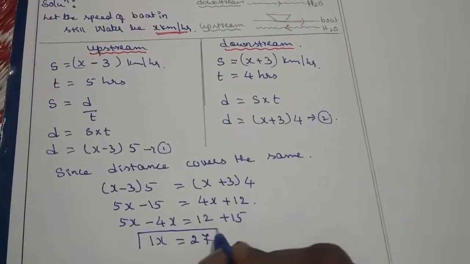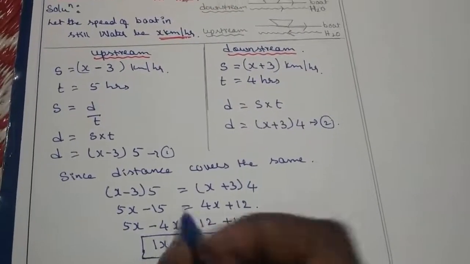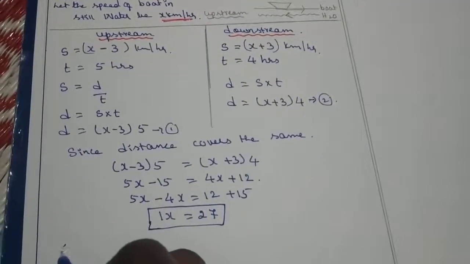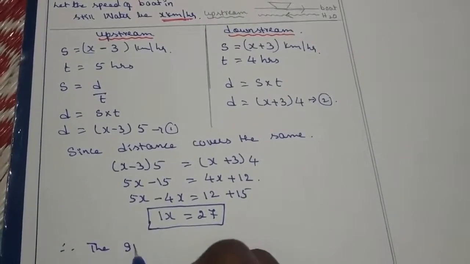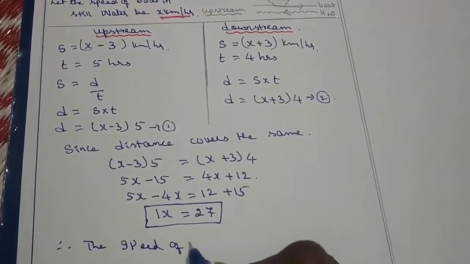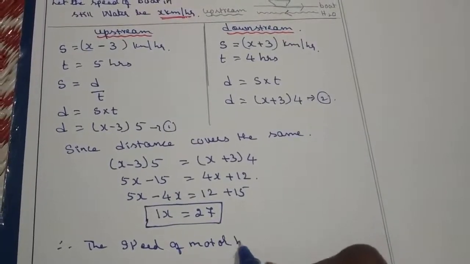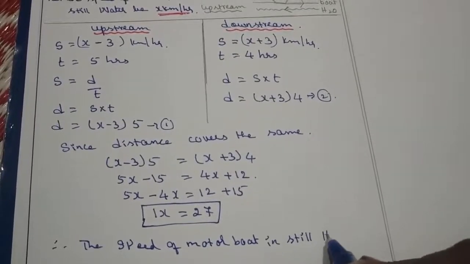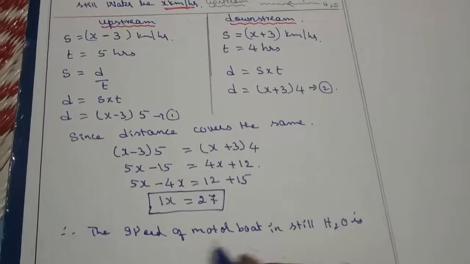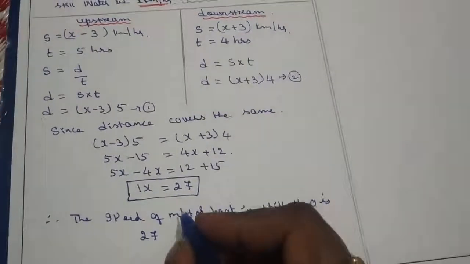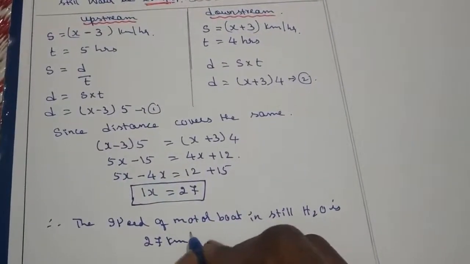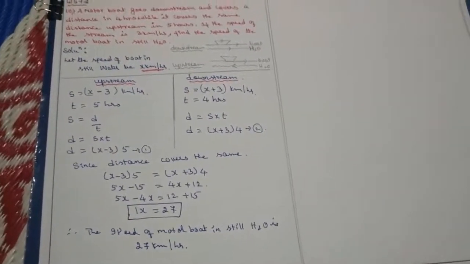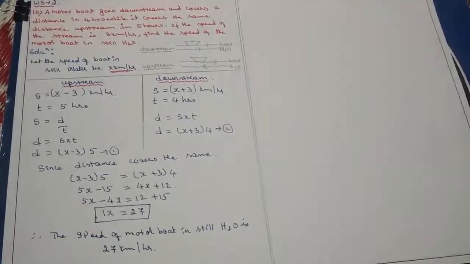Then what is the assumption of x? The assumption of x is the speed of the motor boat in still water. Therefore, the speed of the motor boat in still water is 27 kilometer per hour. This is how we need to solve when the upstream and downstream questions are given.